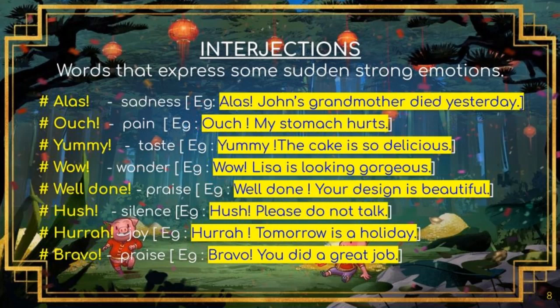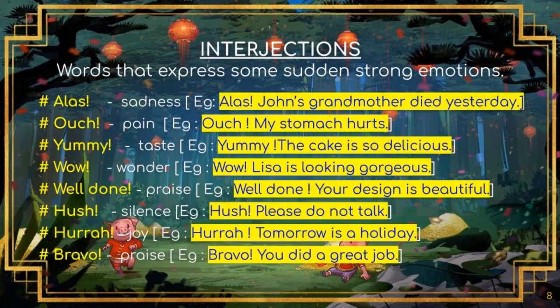Students, an interjection is a small word, okay? An interjection is a small or short word that shows sudden feeling or emotion of a person. And one more thing, an interjection is usually followed by an exclamation mark. That means after writing an interjection, we have to put an exclamation mark. Students, let us see some interjections along with their meanings and examples. Look at the first one, that is alas.